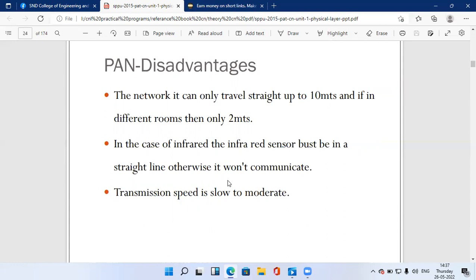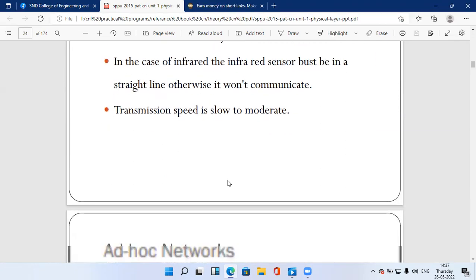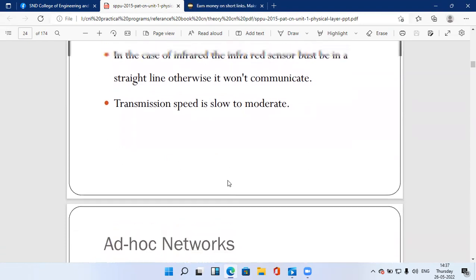Using Bluetooth. After that, the second disadvantage is in the case of infrared or infrared sensor: it needs a straight line, otherwise it won't communicate. So infrared modules are old generation modules for transmission purposes. After that, transmission speed is slow to moderate. As compared to other types of network, this personal area network's transmission speed is comparatively low. So these are some of our points.